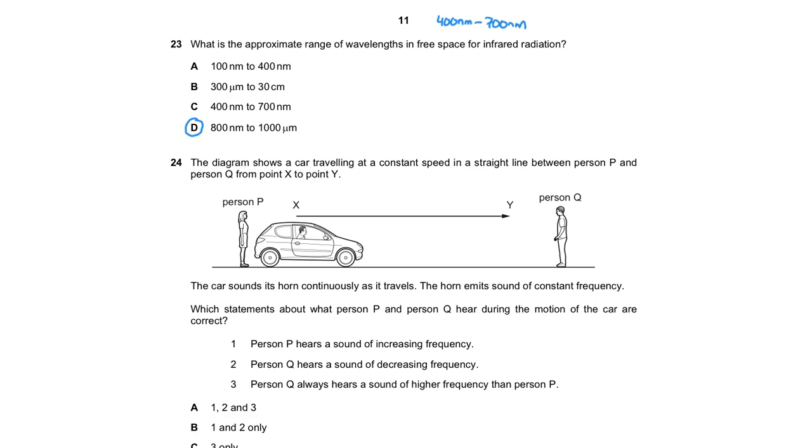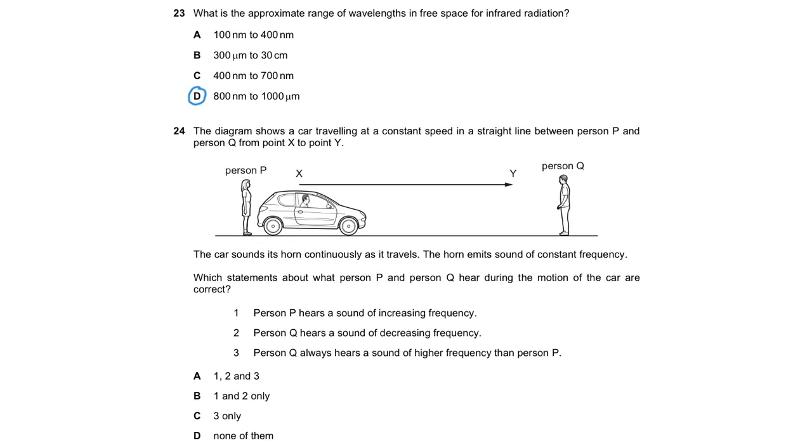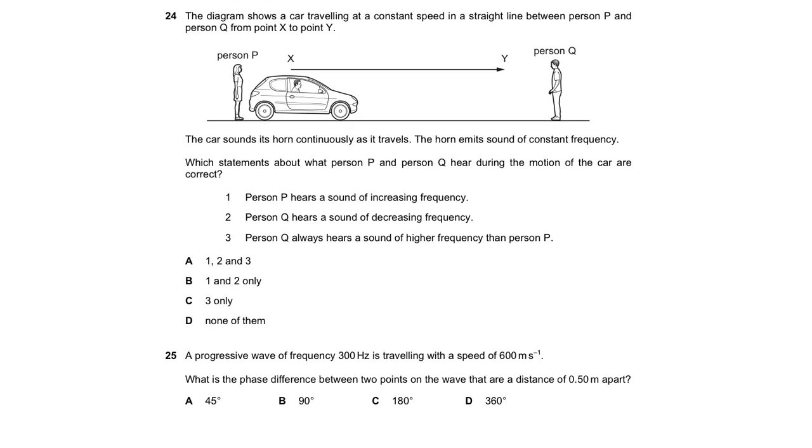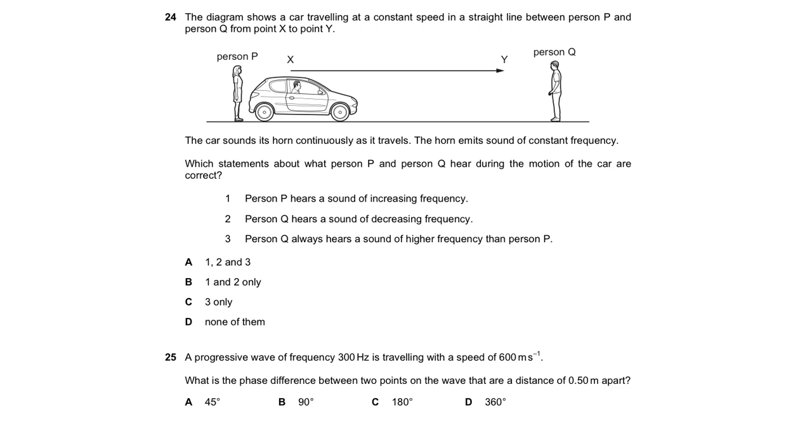Question 24 says, the diagram shows a car traveling at a constant speed in a straight line between person P and person Q from point X to Y. The car sounds its horn continuously as it travels. The horn emits sound of constant frequency. Which statement about what person P and person Q hear during the motion of the car is correct? So the keywords here are, number one, the car travels at a constant speed. The car travels away from P and towards Q.